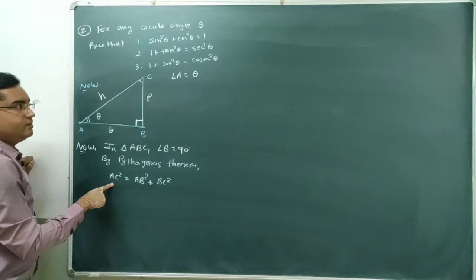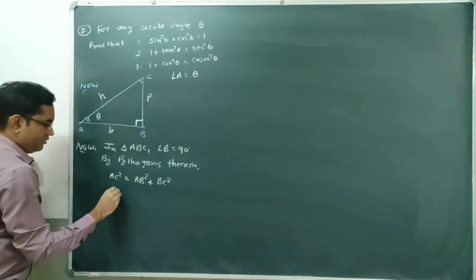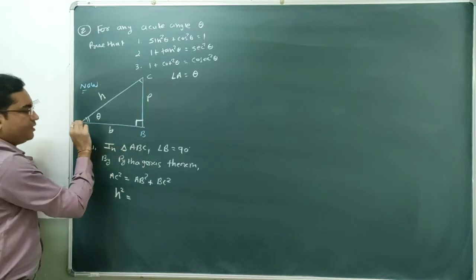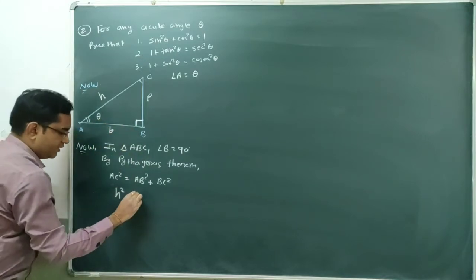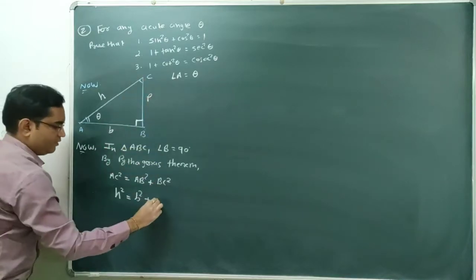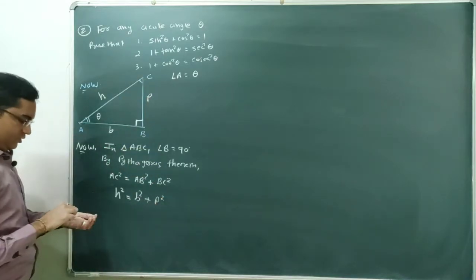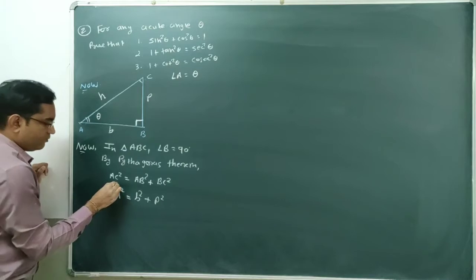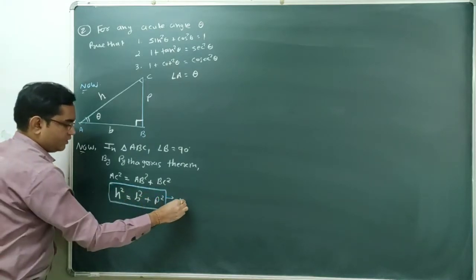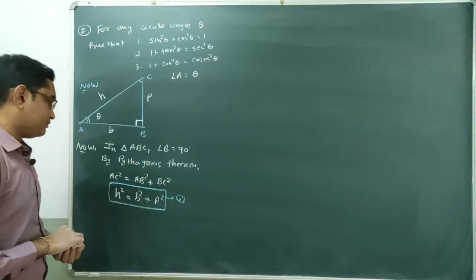So what is AC? AC is hypotenuse, which is equal to H square. What is AB? AB is the base whose length is small b, so it's B square, and BC, which is P, so it's P square. So this is the application of Pythagoras theorem. Done. Say this one as result number 1.